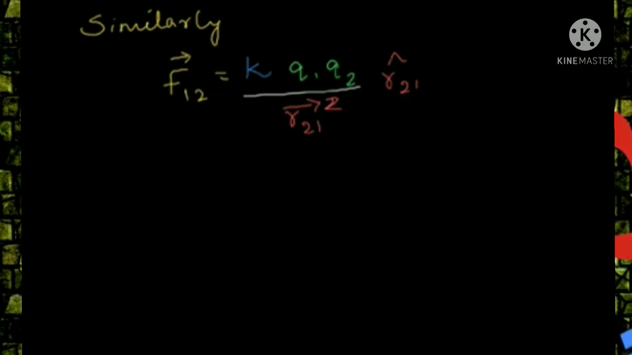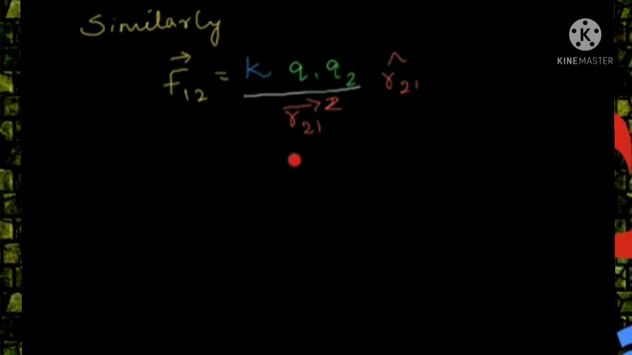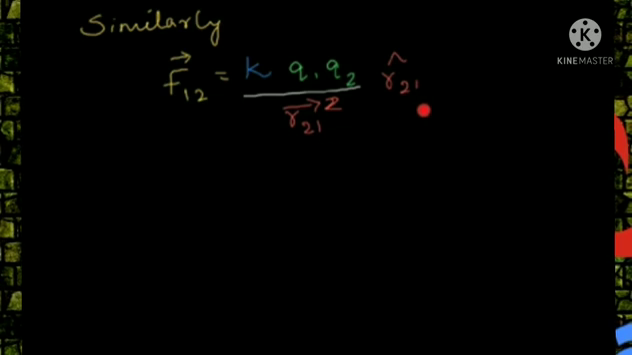Into R21 cap, right? So here, what is this F12? That is the force exerted on charge 1 by 2. And this R21 is the distance between the charges from Q2 to Q1, and this is the unit vector from Q2 to Q1, right? So this is how we write Coulomb's law in vector form.